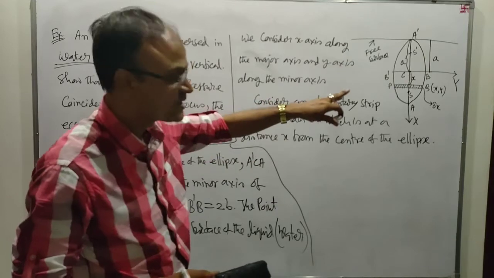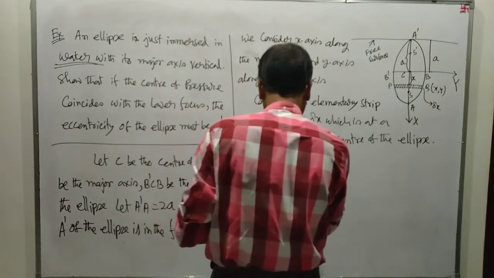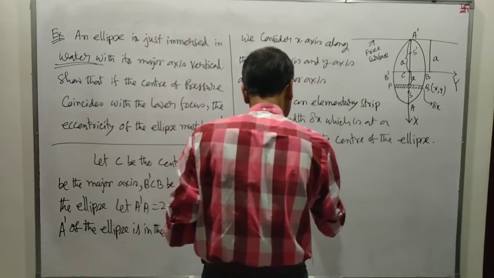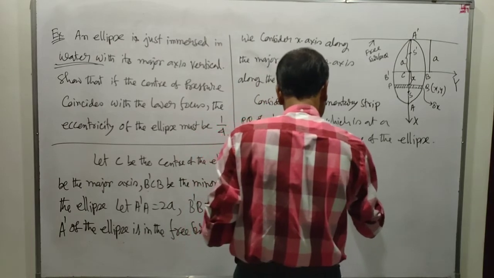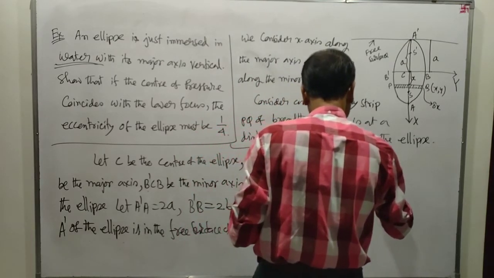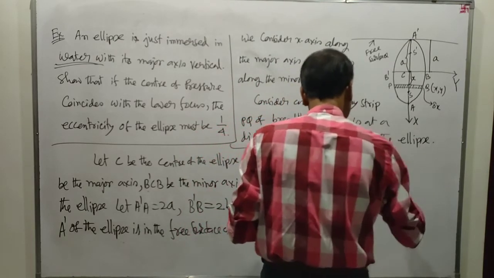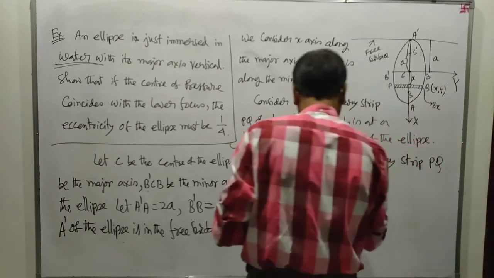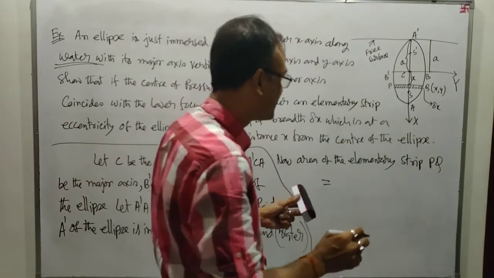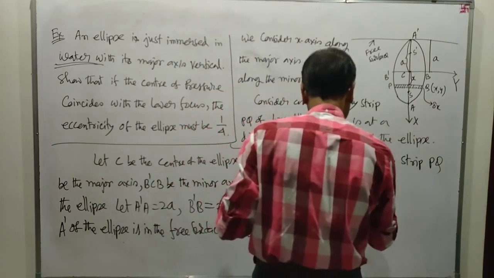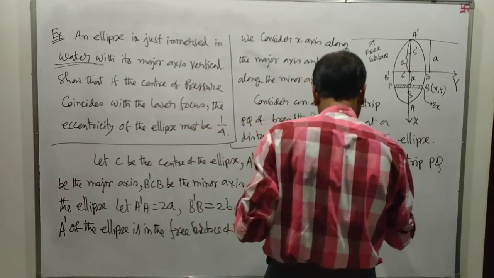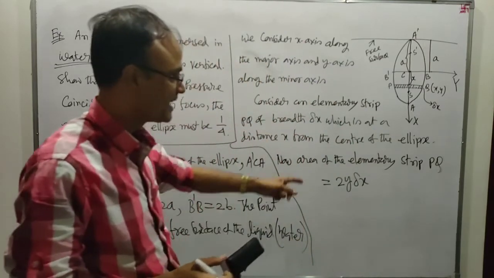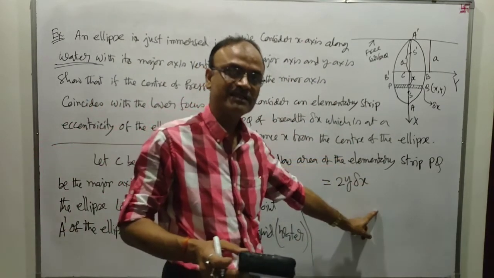Now, area of the elementary strip PQ. What is the area of the elementary strip? It will be length into breadth, twice y delta x. Twice y delta x is the area of the elementary strip.